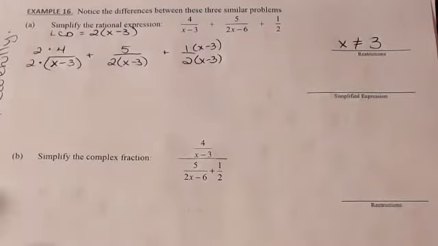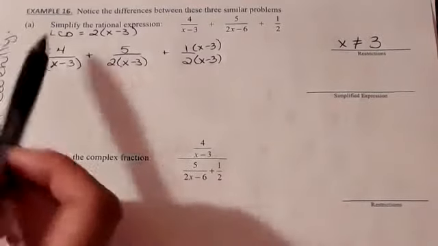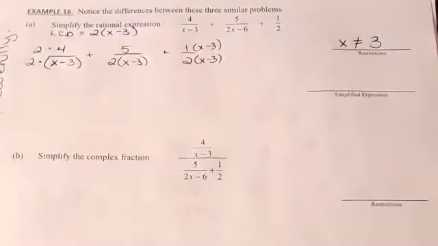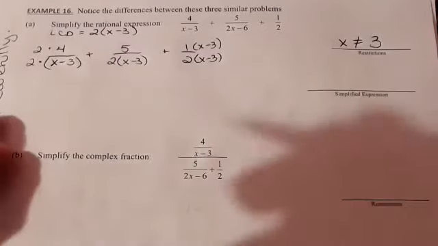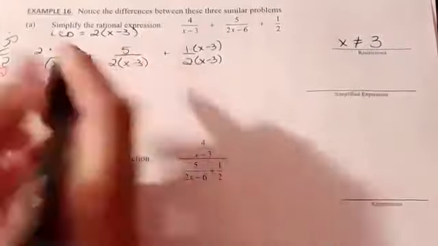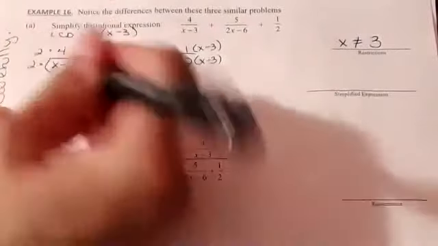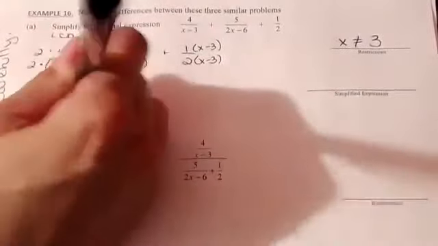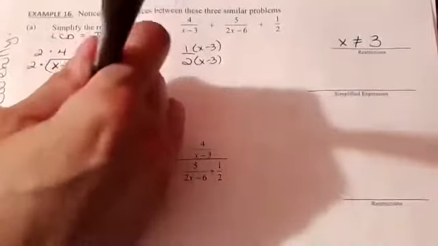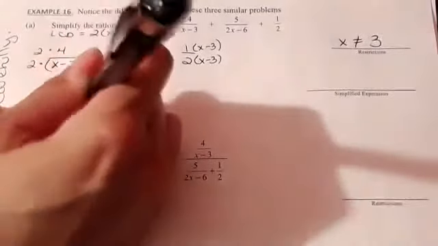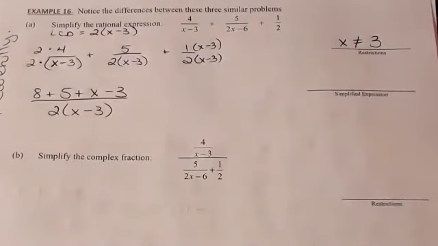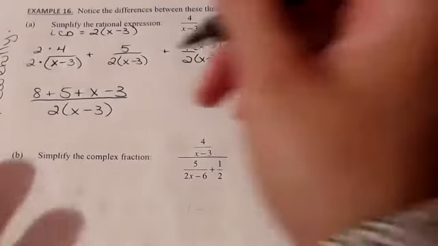So now I'm going to multiply those numerators, for instance, 2 times 4, and then over here, 1 times x minus 3. And I'm going to write the combined numerator over the common denominator. So that leaves me with 8 plus 5 plus, and then 1 times x minus 3 is just x minus 3. And this entire numerator is over your common denominator, which is 2 times x minus 3. I feel like using that language is helpful too, because you don't have to rewrite it again and again and again.